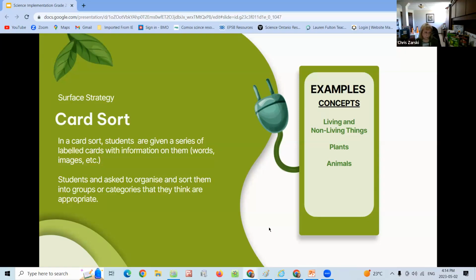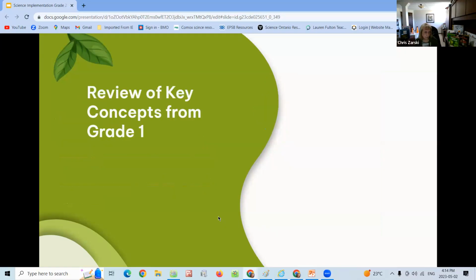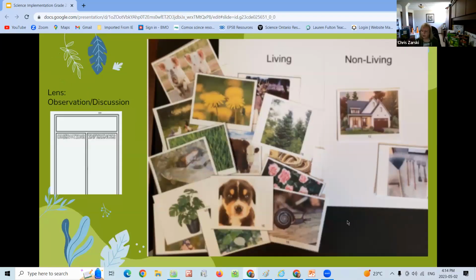And we do have a card sort for you. What I'm going to do, and you'll see it says here grade 1, I'm going to share with you some of the card sorts that we used in grade 1, because there are some things that they learned in grade 1 that you will need to make sure they understand before you launch into the grade 2 piece. And as Ted said, we already talked about plants and animals. So they started with living and non-living.